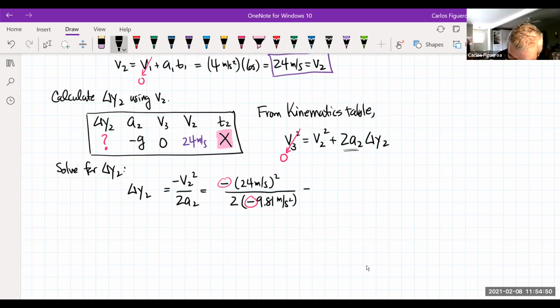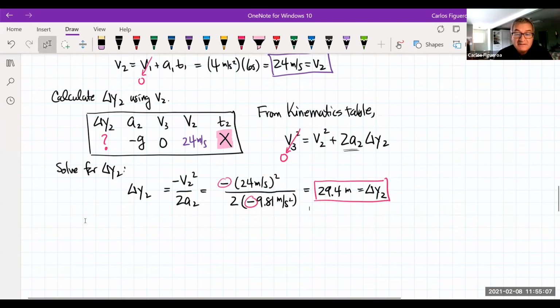Assuming that my numbers are good, I'm going to get 29.4 meters for delta Y2. So now I have both heights, so I now know what my maximum height is here. So my maximum height then looks something like this here.